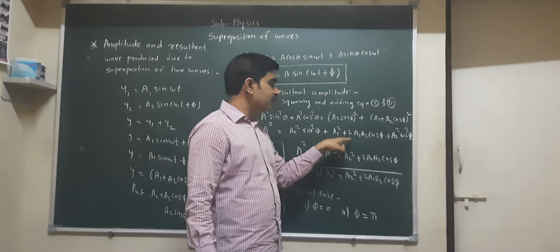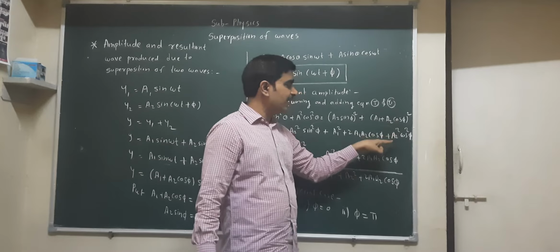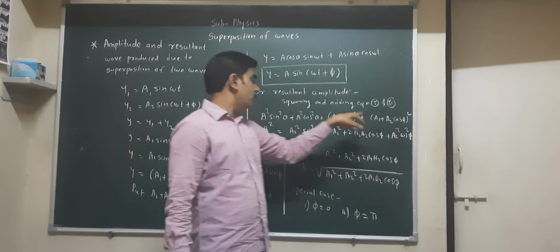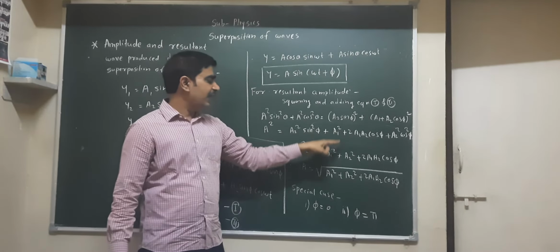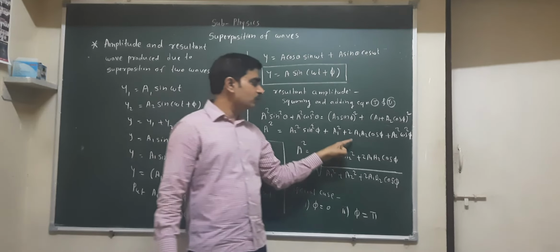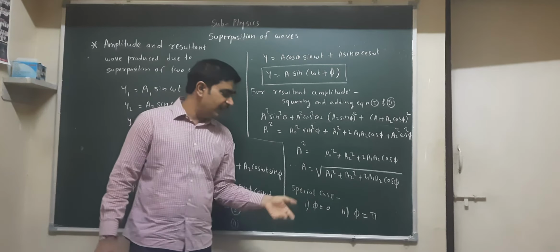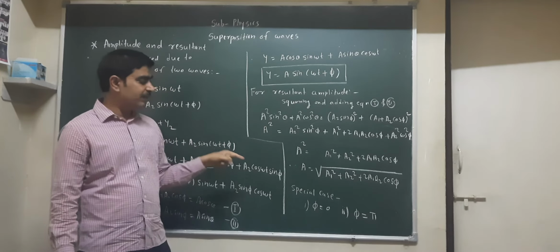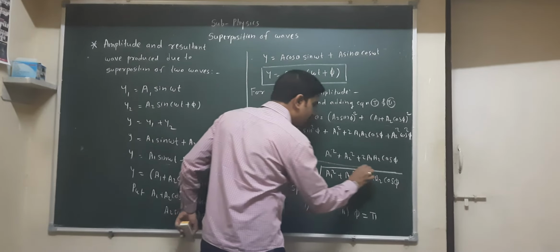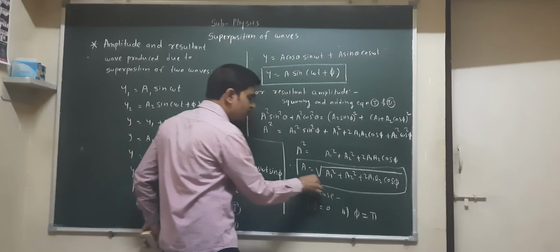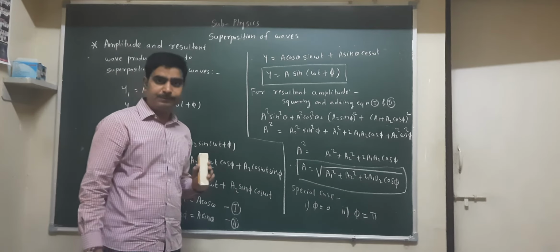a1 squared plus twice a1 a2 cos phi plus a2 squared cos squared phi. Now here sin squared phi plus cos squared phi is 1, so we can write here a1 squared plus a2 squared plus twice a1 a2 cos phi. So we have arranged it in the proper manner. Taking square root, we can write A is equal to under root a1 squared plus a2 squared plus twice a1 a2 cos phi. So this is the formula for the resultant amplitude.